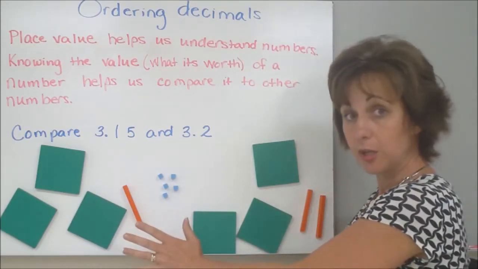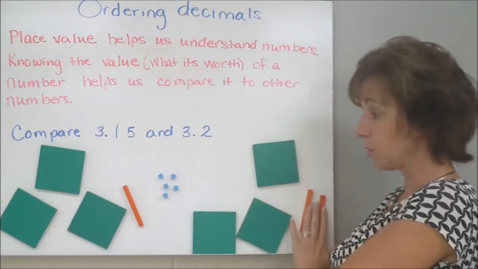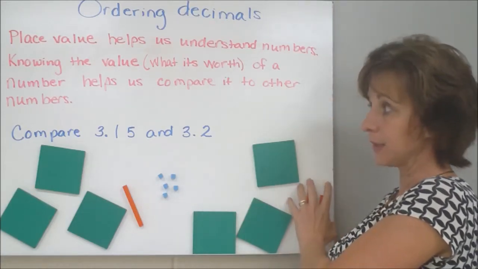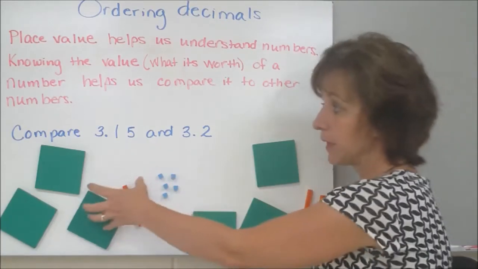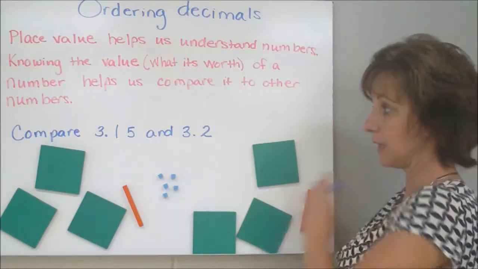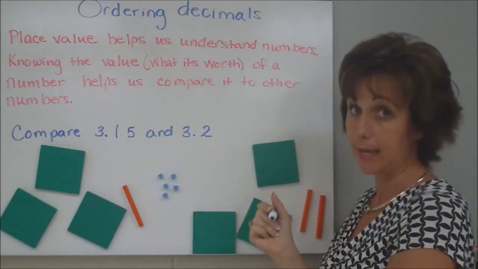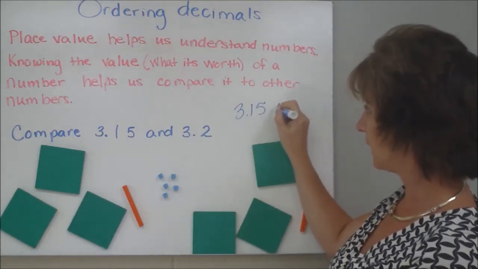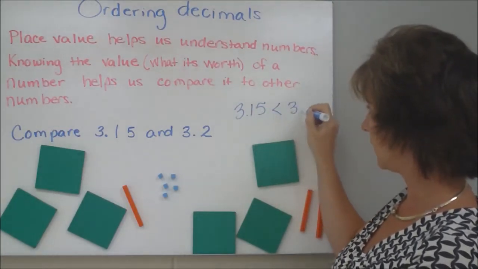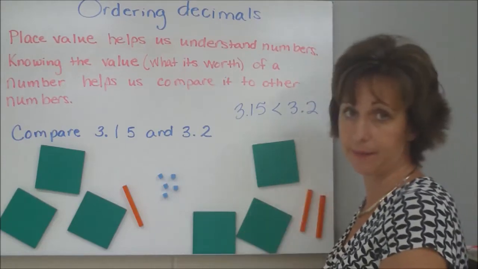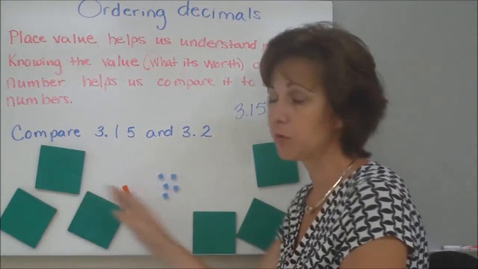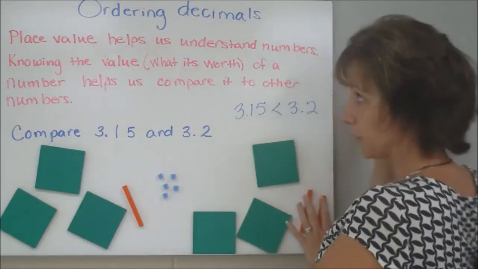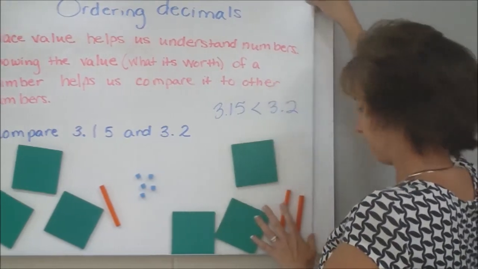Hopefully you're able to look and see that because this one has 2/10ths, it has a larger value than this one, 3 and 5/100ths. We would say 3 and 5/100ths is less than 3 and 2/10ths. Perhaps visualizing our base 10 blocks will help you compare numbers.